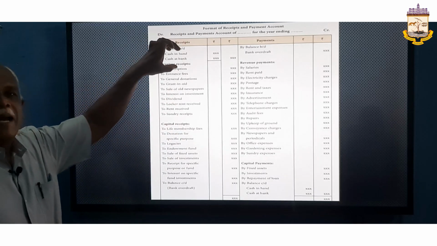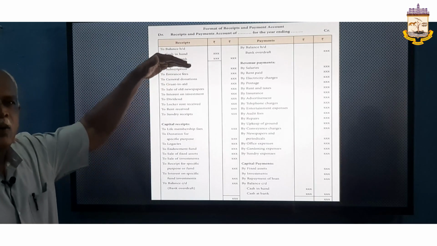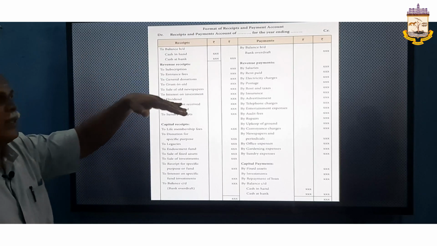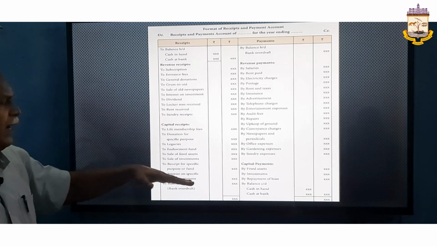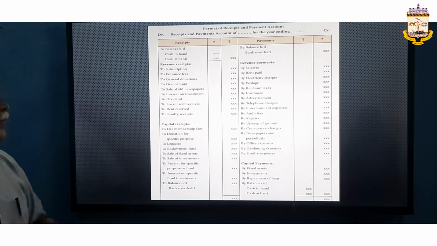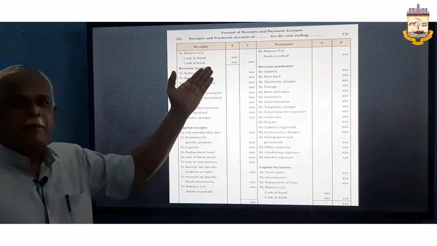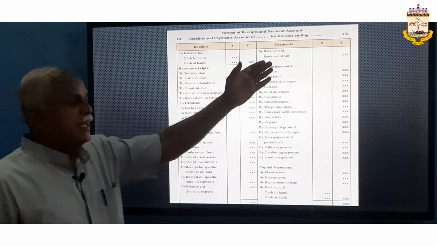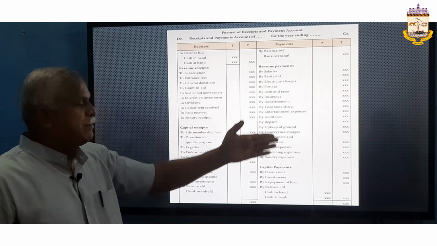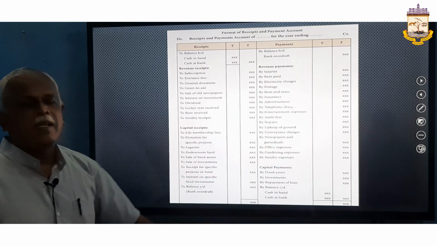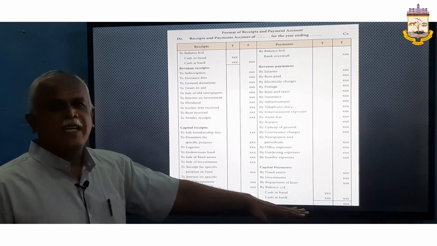Starting with the balance brought down, that is the opening balance at the beginning of the year, it is shown at the top, cash as well as bank. All receipts are recorded under different heads, that is revenue receipts and capital receipts, on the debit side. And if the bank has an overdraft, that is, instead of a debit balance it has a credit balance, the bank overdraft is shown on the credit side, and revenue payments and capital payments are recorded on the credit side of the receipt and payment account, and the balance at the end of the year is arrived at.